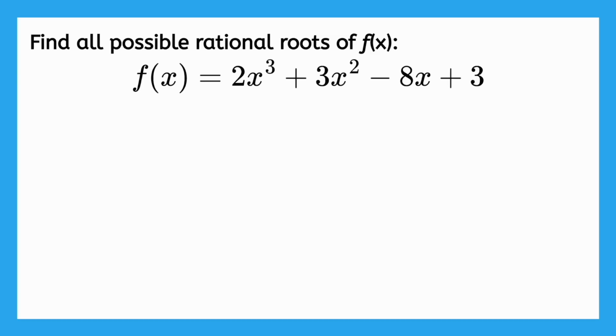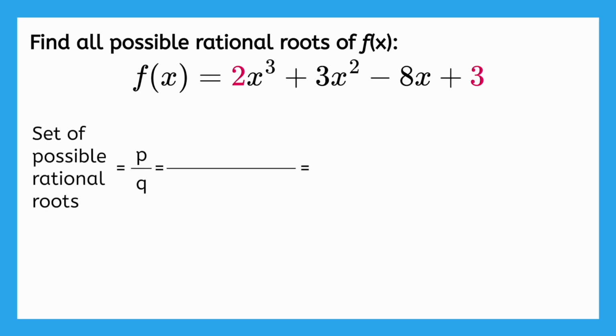Let's see the process at work with an actual function. Find all possible rational roots of f of x, which is 2x to the third plus 3x squared minus 8x plus 3. To find all of the possible rational roots, we'll need to focus on the constant, 3, and the leading coefficient, 2. We're going to end up with a series of values, p over q, that will give us a starting point for the possible rational roots of this function.